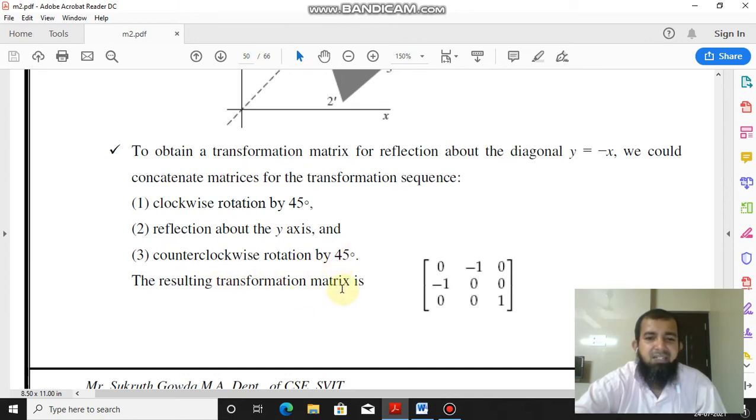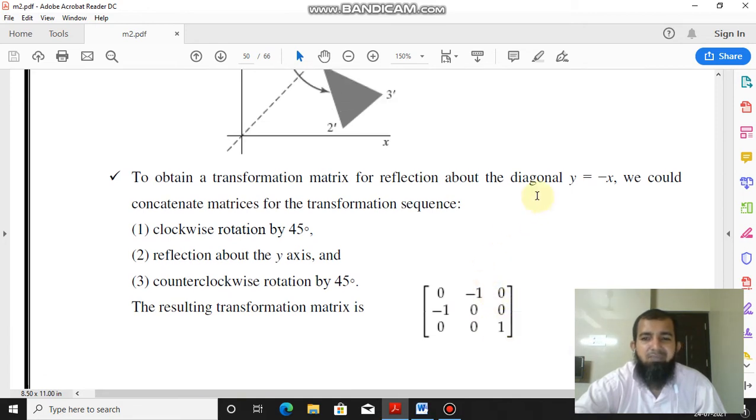The resulting transformation matrix is 0, -1, 0, -1, 0, 0, 0, 0, 1. This is for reflection about the diagonal y equal to minus x.